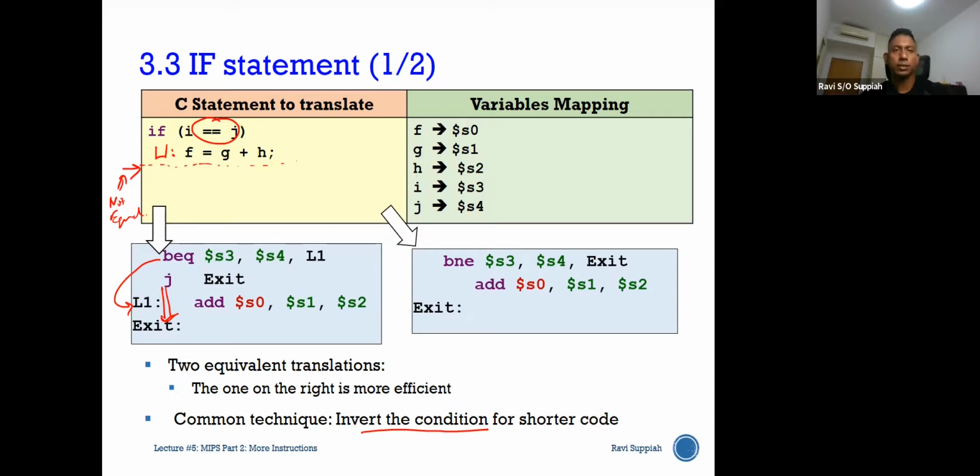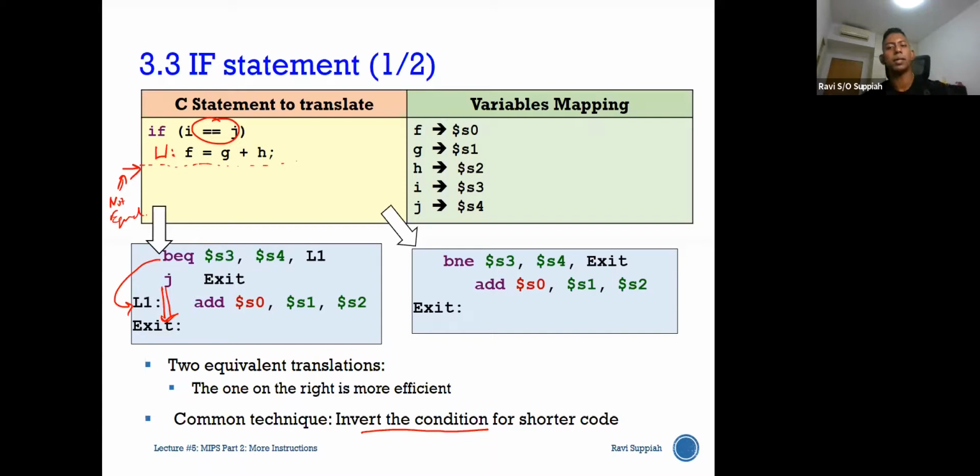Okay, so that is how you can implement the if statement directly. You can directly translate from C to assembly. But of course, this incurs an additional jump statement. To avoid that, you can improve this translation by thinking in the reverse manner.